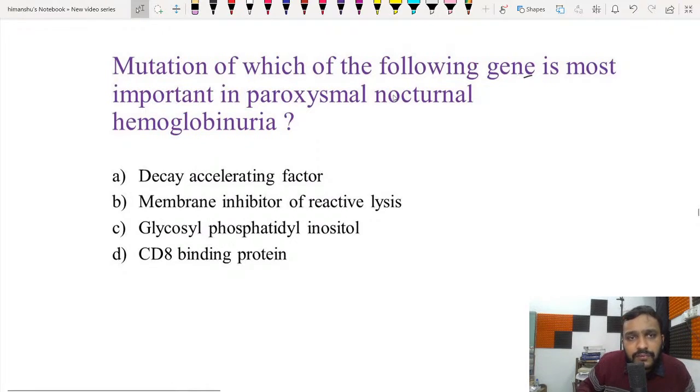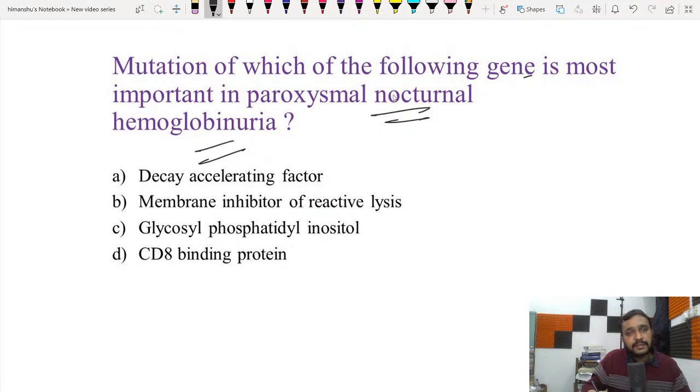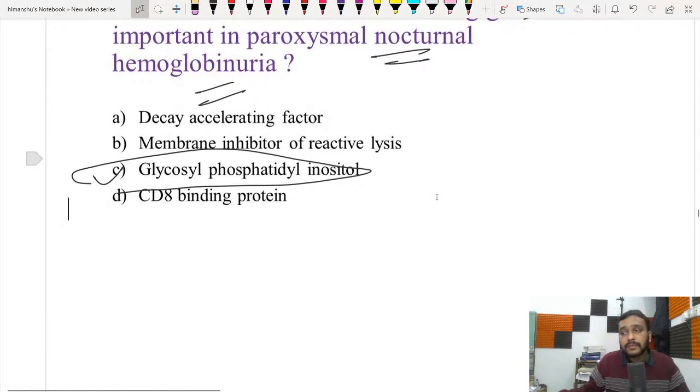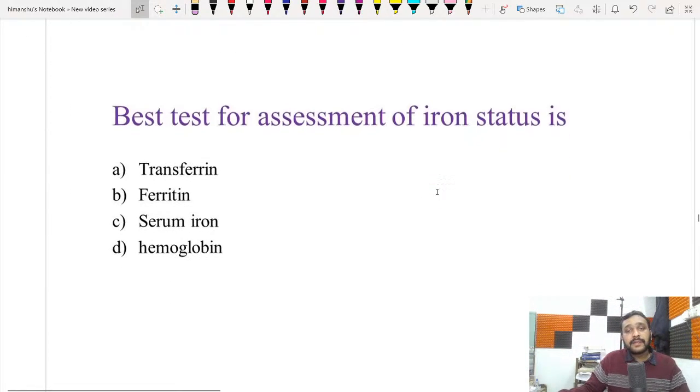Mutation in which of the following genes is most important in paroxysmal nocturnal hemoglobinuria? Okay, this we have discussed. The mutation in paroxysmal nocturnal hemoglobinuria is in glycosyl phosphatidylinositol. And remember, the most common cause of death in PNH is hepatic vein thrombosis.